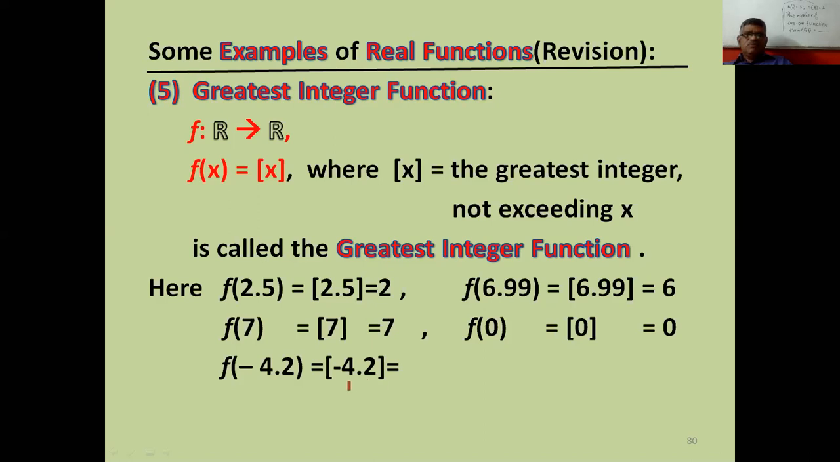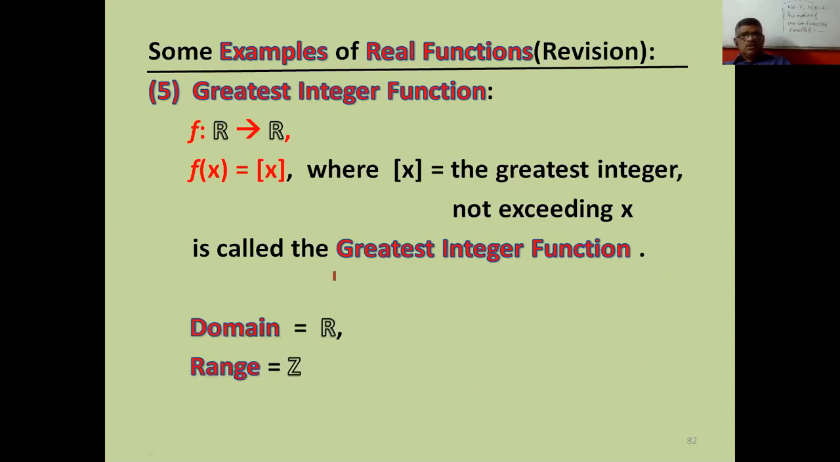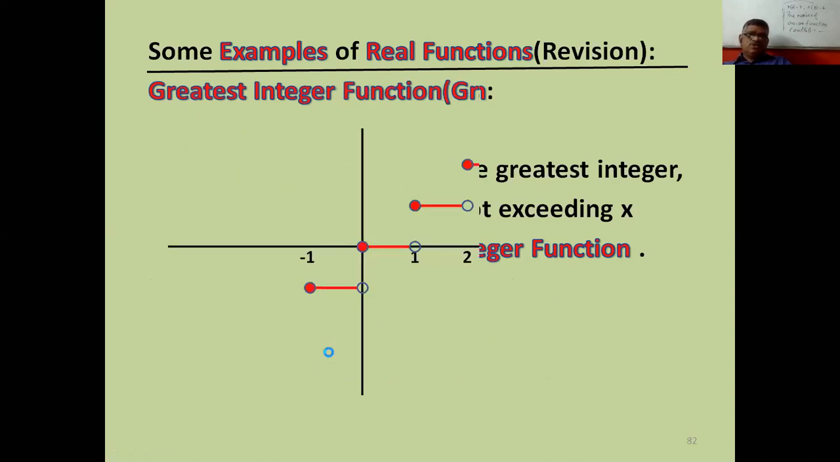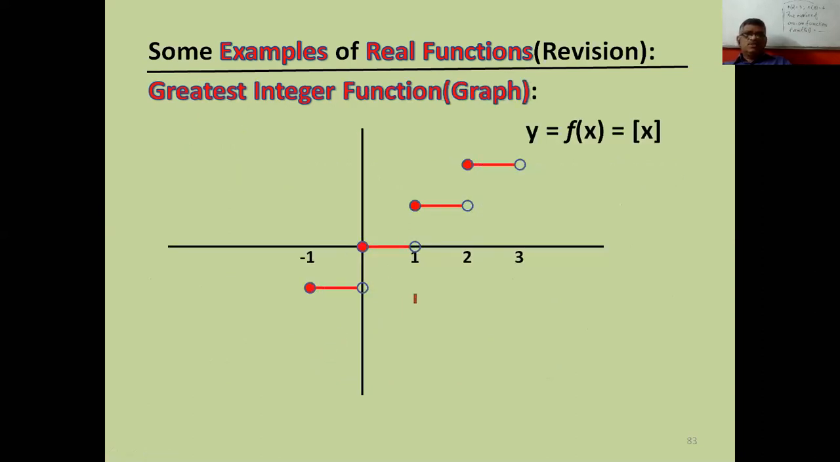Integer part of -4.2. Greatest integer not exceeding. It is not -4. -4 is bigger than this. It is -5. Integer part of -7.3 is -8, not -7, because -7 is a bigger number. Okay. Domain is R. Range is the set of integers. This is the graph. It is known as a step function.